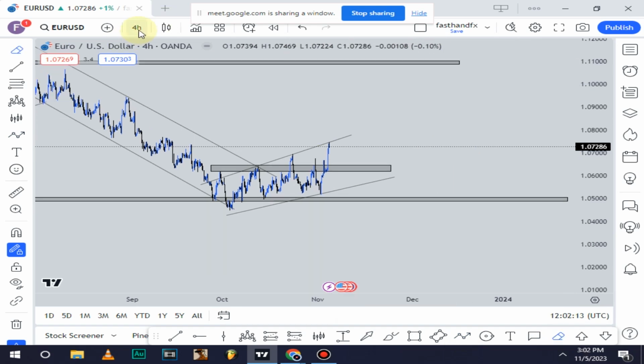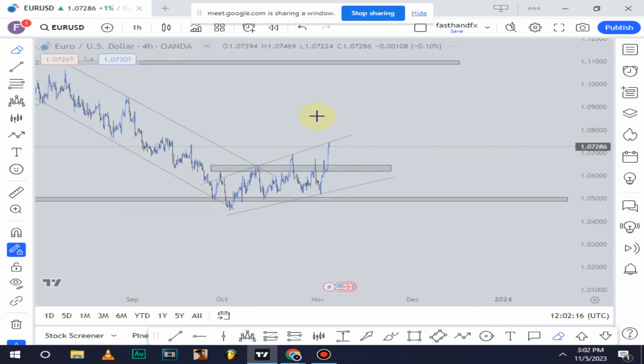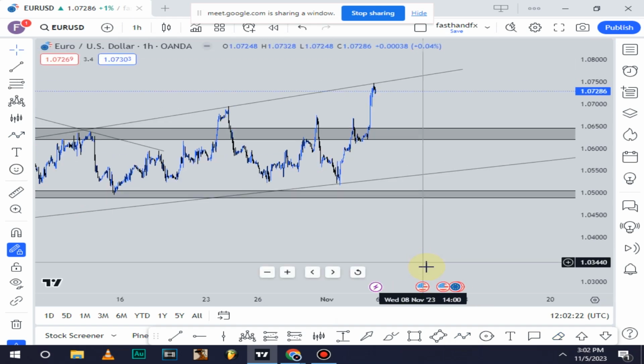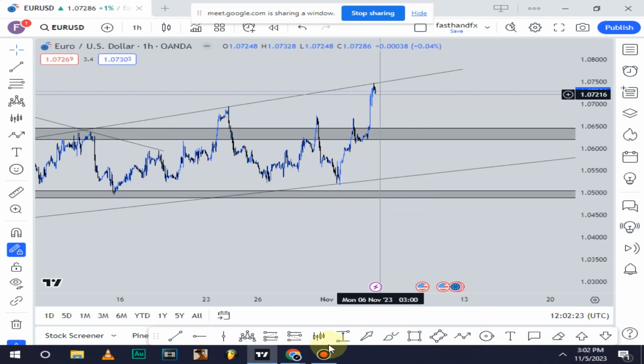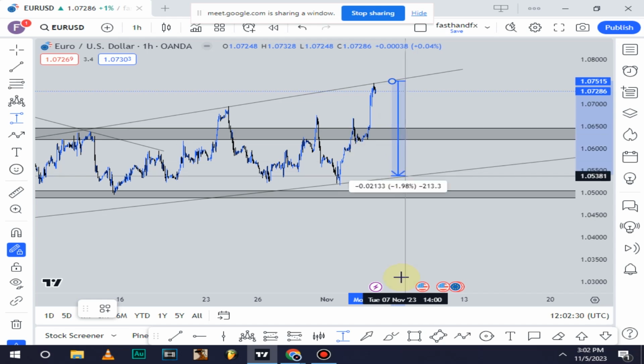So let's hit the 1 hour and try to see what the market is trying to do. But right now, what I can say is, the market will come down. The market will go down. Now we just look for sell positions because we have some pips that we might take advantage of. That's 100 pips. This is 200 pips.